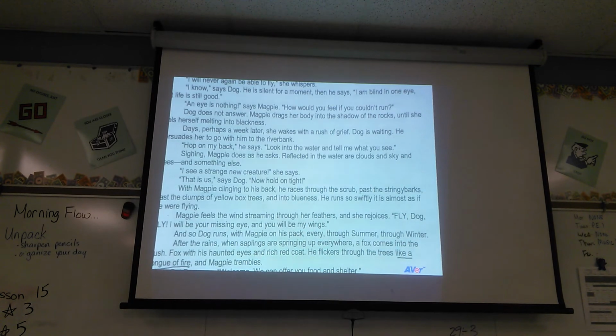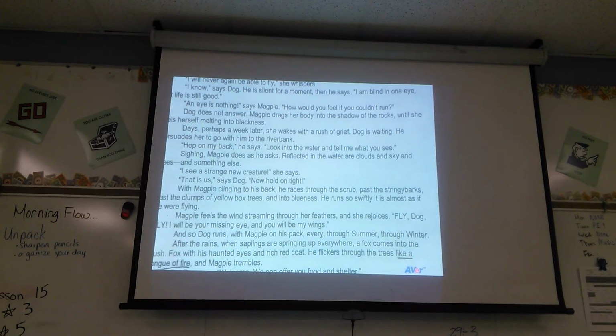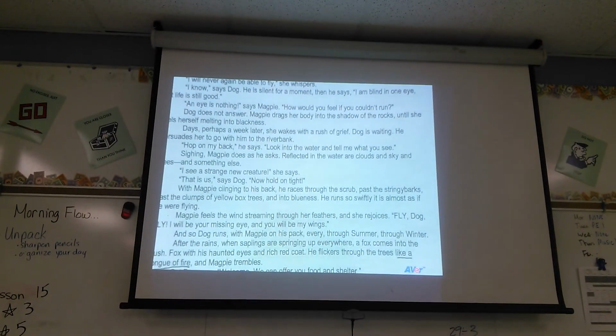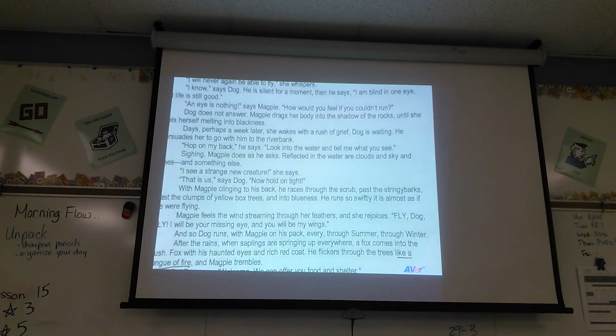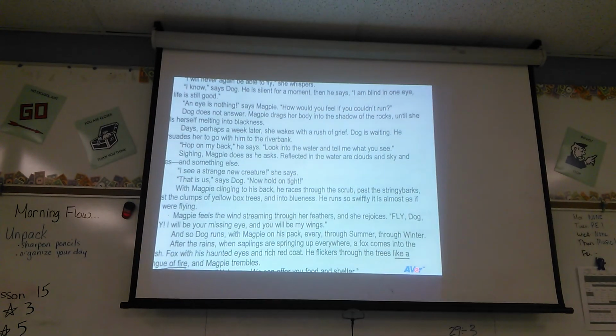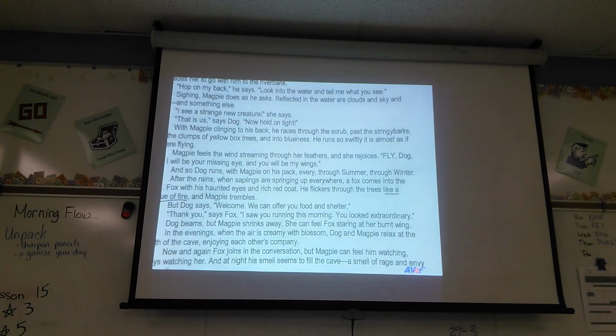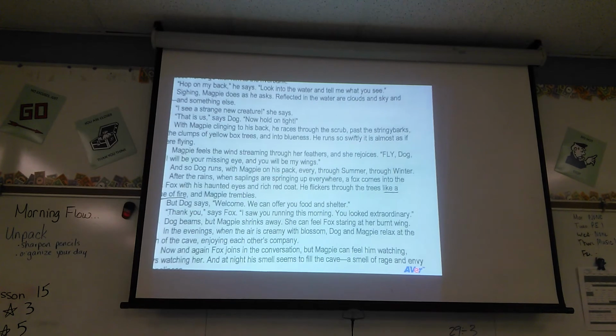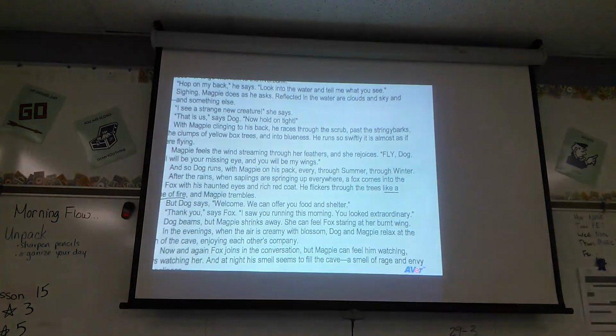Okay, blue is a cool color. We have those hot colors, and now we have these cool colors that are coming through. Those descriptive words, and using words that are unusual. Remember when we found the section that said that the smell of Fox in the cave was the smell of rage, envy, and loneliness? 3 things that are not smells at all. They're emotions.